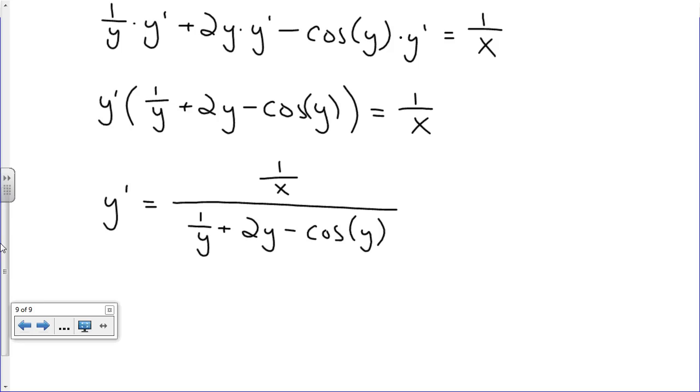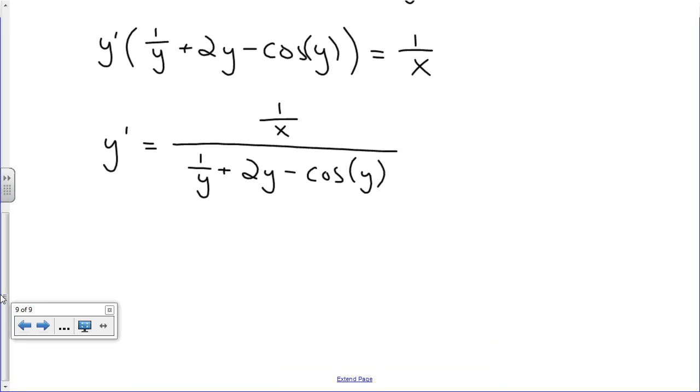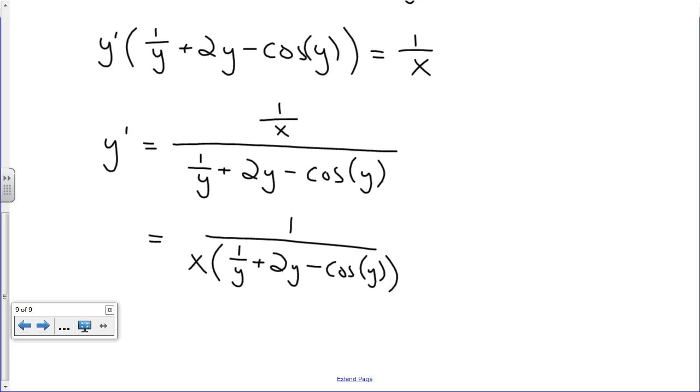If you wanted to go one more step with this, realize you can rewrite this as 1 over x times all of this, 1 over y plus 2y minus the cosine of y. And I guess if you wanted to go even further, you could distribute that x through there, but I'm going to stop right there. There's the derivative of our function.